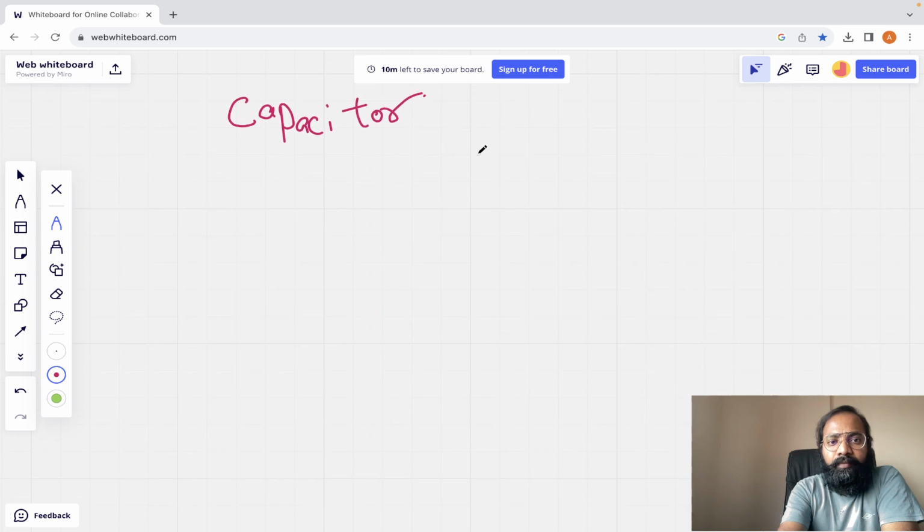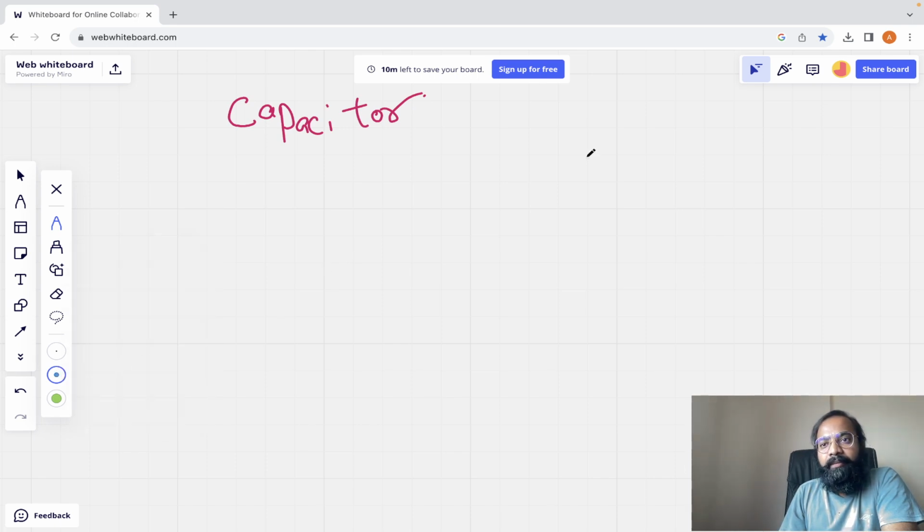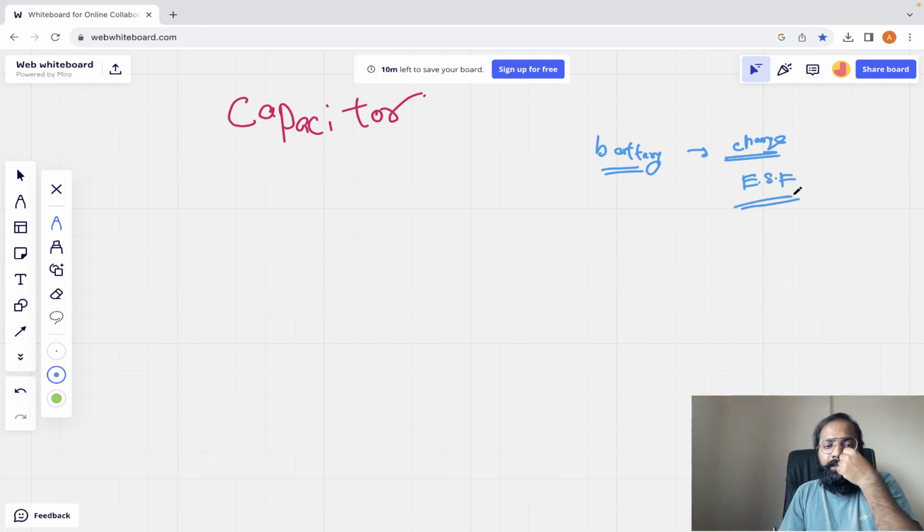Okay, fine. So basically, what is the capacitor? Usually all of you know that the capacitor is nothing but a battery, a battery type of thing, which can charge. It can store the energy in the form of electrostatic fields.